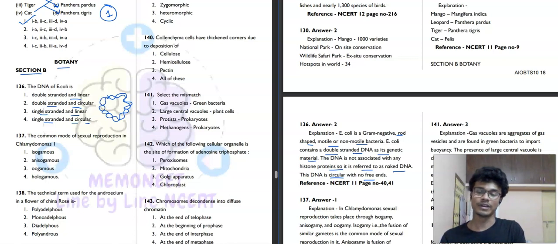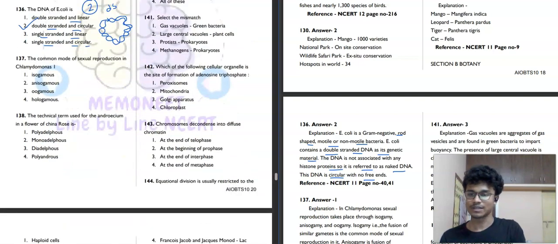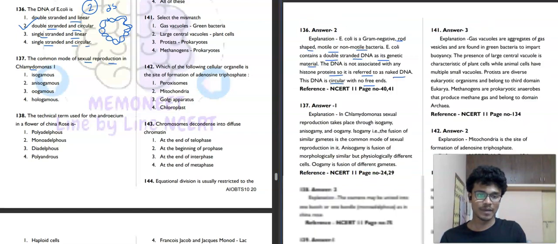So this is like the free DNA, double-stranded circular. So our correct option for this question will be the second option. Moving towards the next question, 137. The common mode of sexual reproduction in Chlamydomonas is isogamous, anisogamous, oogamous, or hologamous. So in Chlamydomonas, sexual reproduction takes place through isogamy, anisogamy, or oogamy.